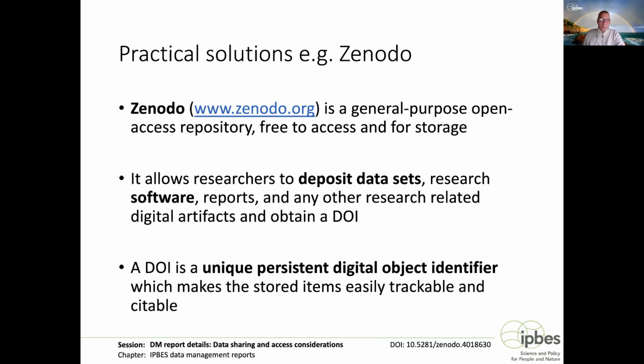It allows researchers to deposit data sets, but also research software, reports, and basically anything that can be cataloged using digital artifacts. To make sure that every digital artifact is identified and can be retrieved, it needs to have a unique persistent digital object identifier, also called DOI. This is the only way to make sure that we know exactly what we are talking about when referring to it in our reports, and it makes it easily trackable and citable.